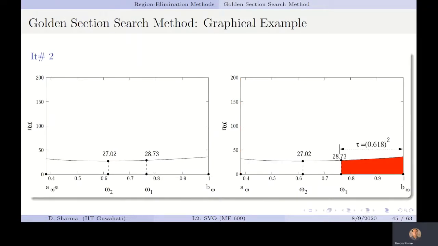Now in iteration 2, you can see A omega is updated. B omega remains the same as 1. We calculated omega 1 and omega 2. So you remember that omega 2 was already calculated in the previous iteration. So we have to only find the objective function at omega 1, which is 28.72. Now looking at this, you can make it out that from omega 1 to B omega, the red region, this particular region will be eliminated. So in this case, B omega will be updated to omega 1, and then we have to perform the search.